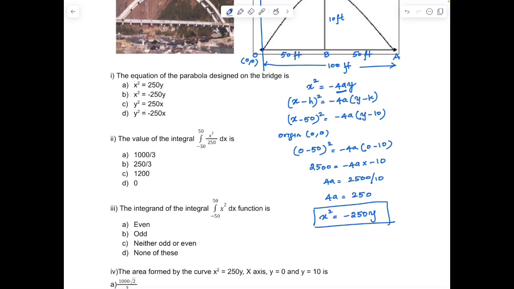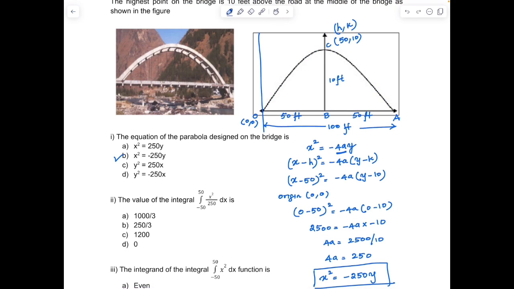So the answer is B. This is one way of deriving the answer. Another way is by quickly seeing the graph, we can decide. The parabola is open downwards and the curve is along the y-axis. So the variable y receives power 1, and the other variable x receives the power 2. So the equation is x square is equal to minus 250y.